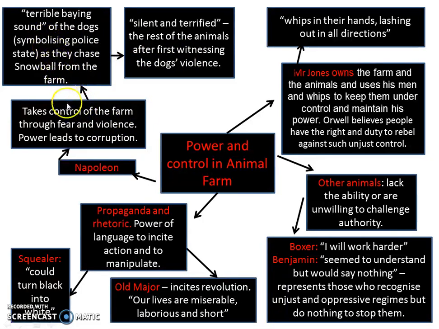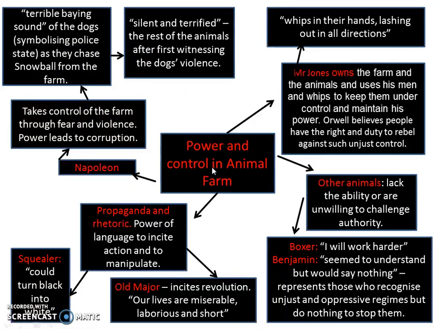So here you've got he takes control, they chase Snowball away, and you've got the dogs who are like his police state. And then here you've got that the dogs have complete power over terrifying the other animals for Napoleon. So his power is complete. So this branch does not stop there. It has almost a little timeline coming out.